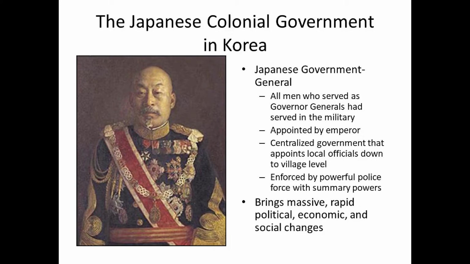Ito Hirobumi did want to help Korea to modernize, but he also wanted it to benefit Japan. And so Korean interests were sacrificed to meet the needs of the Japanese, and so Koreans resisted. Well, now you have a Japanese colonial government, much more powerful than what Ito had. Right? This government is going to have the power to try and bring this massive, rapid political, economic, and social change to Korea, whether the Koreans want it or not. And they oftentimes will resist because it's being done in the interests of Japan.